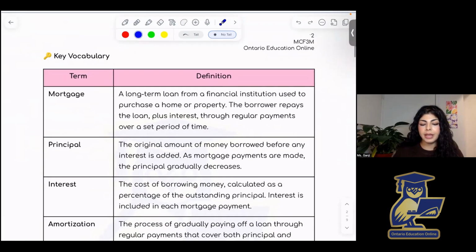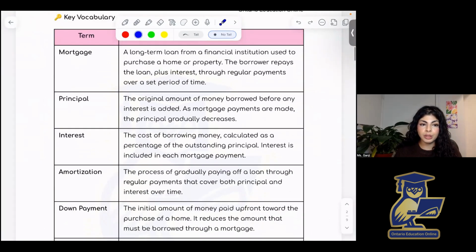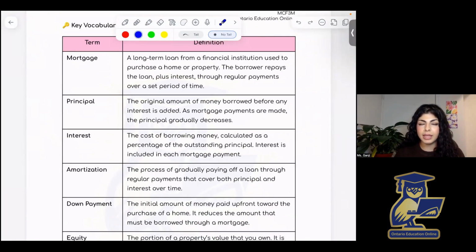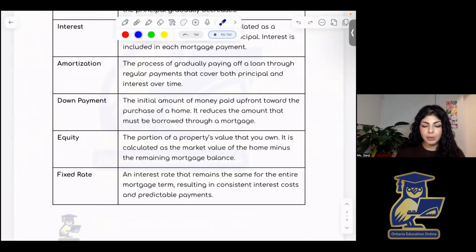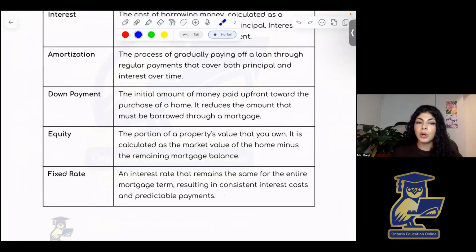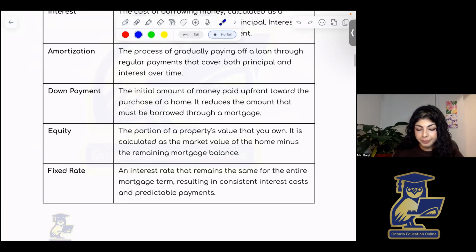So, some key vocabulary. I won't review every single term, just the ones that I think are new or perhaps need revision, because a lot of it has been repeated by now. One thing that might be new and is important is equity. Equity is the portion of the property's value that you own. Based on how much you have paid off, how much of the house do you own? So if you paid half of it off, then half of the house technically belongs to you, and the other half still belongs to the financial institution, the lender, which is typically the bank.